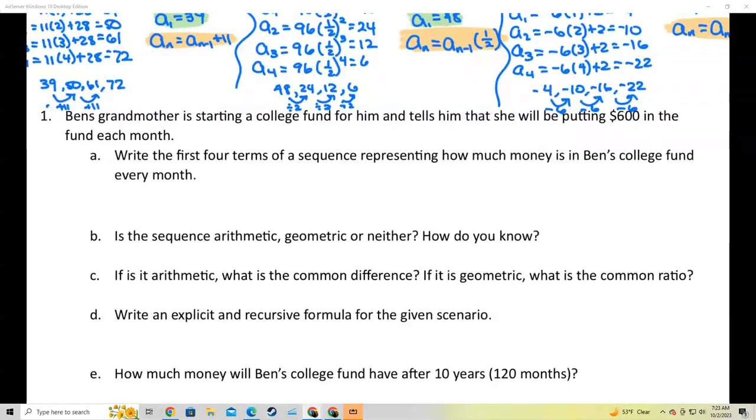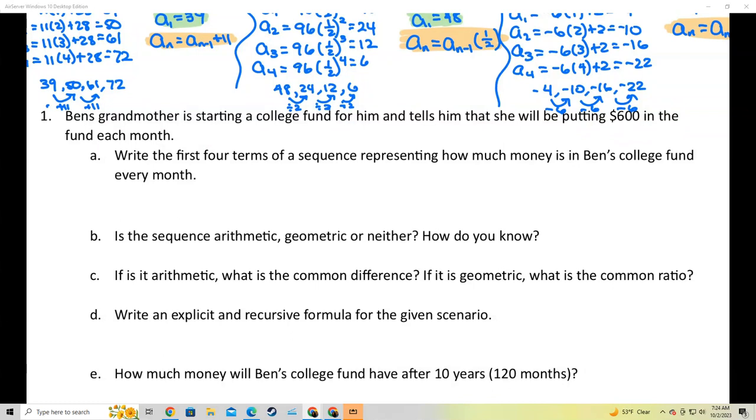All right, the first one says, Ben's grandmother is starting a college fund for him and tells him that she will be putting $600 in the fund each month. Write the first 4 terms of a sequence representing how much money is in Ben's college fund every month. Now, with word problems, it gets a little bit trickier because we have to sometimes consider this 0th term.